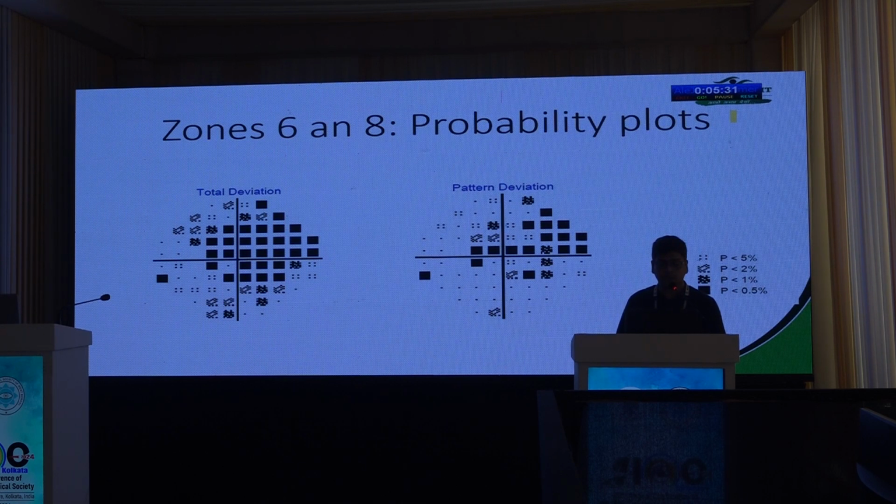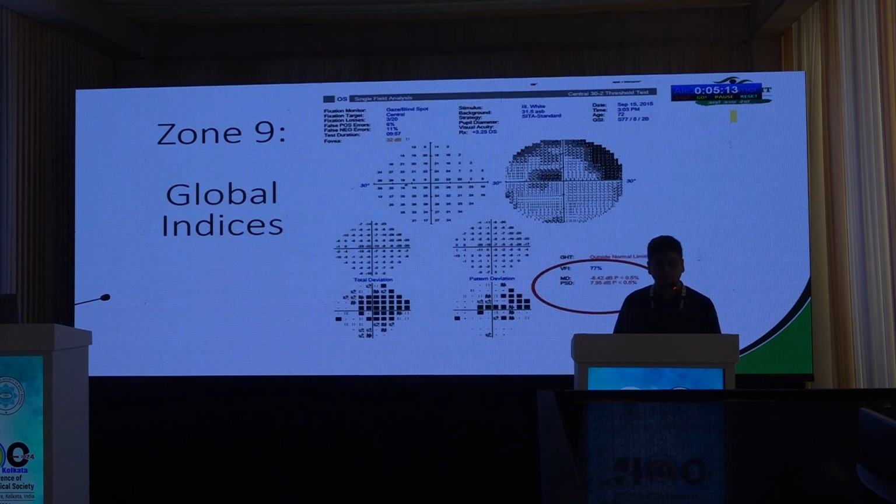So for example, if we see the solid square, which says P value of less than 0.5%, it means that there's only a 0.5% chance or less for that point to be normal sensitivity, and there is more than a 99.5% chance that the field tested point is abnormal in this patient. Then zone 9 indicates the global indices.